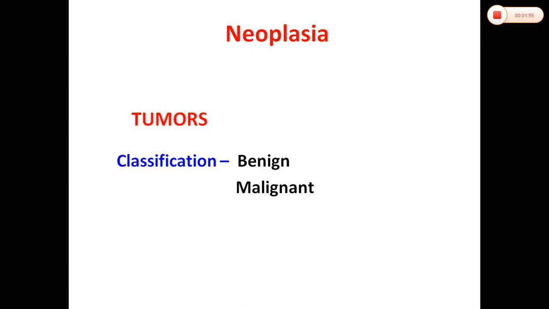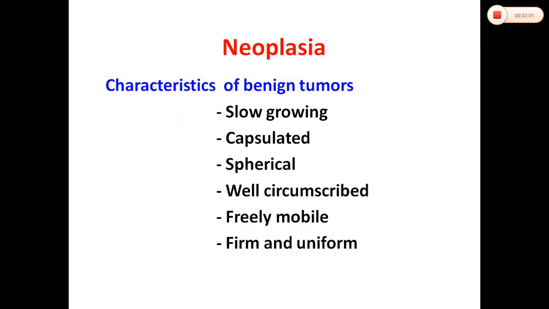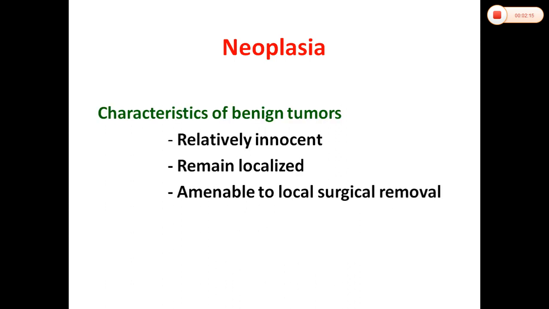Tumors are classified into two types, benign tumors and malignant tumors. Characteristics of benign tumors: the benign tumors are slow growing and usually they are encapsulated and spherical in shape, well circumscribed, freely mobile, firm in consistency and uniform. And they are relatively innocent and remain localized so that they are amenable to local surgical removal.